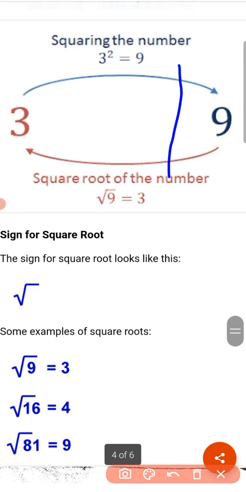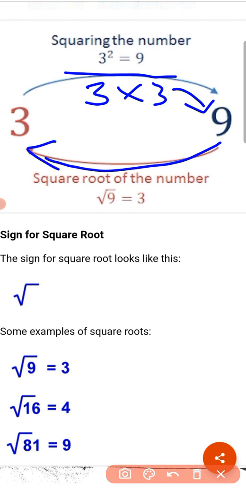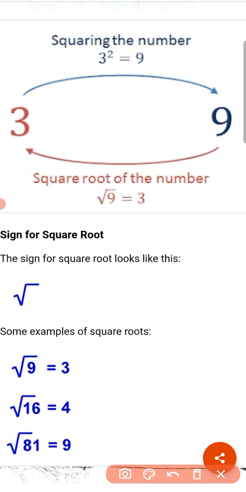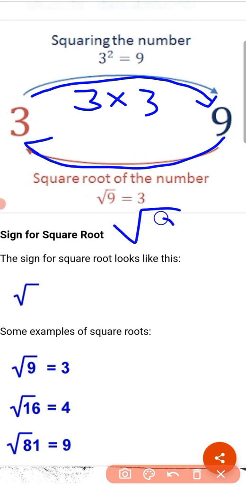Squaring a number means a number multiplied by itself. Squaring the number 3 means 3 squared, which means 3 into 3. 3 into 3 is 9. So the square root of 9 is 3. Squaring a number means 3 into 3. 3 multiplied by 3 is equal to 9. Then the square root of 9 is 3.